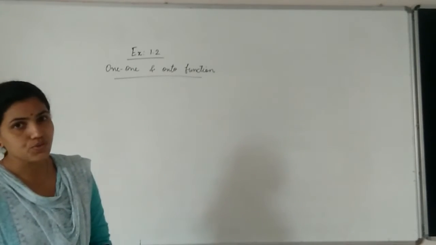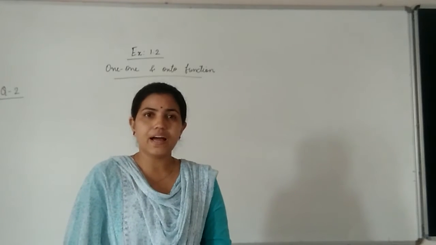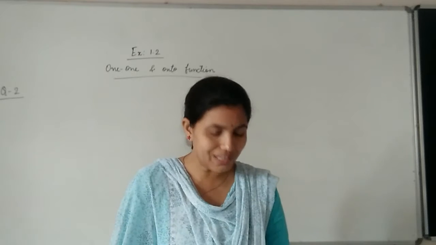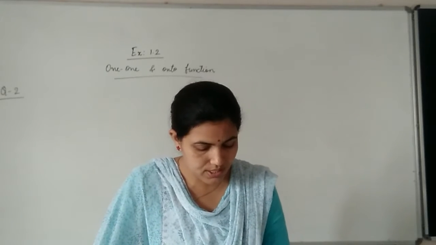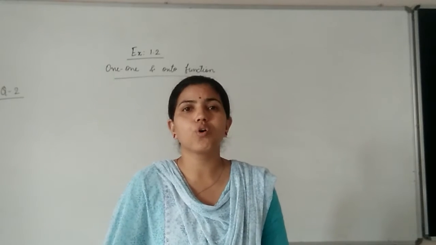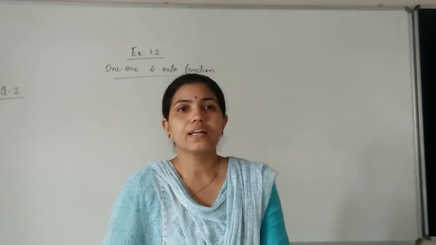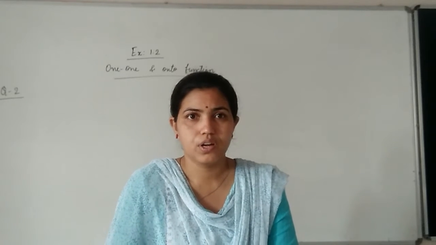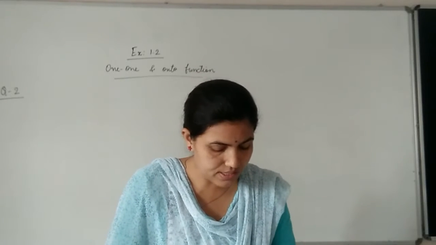I hope you understood question number 1. Now let me see question number 2. In question number 2 there are 5 parts. The question is: check the injectivity and the surjectivity of the following functions. That means we have to check whether it is 1-1 or onto. If it is 1-1, then I know yes, it is 1-1.